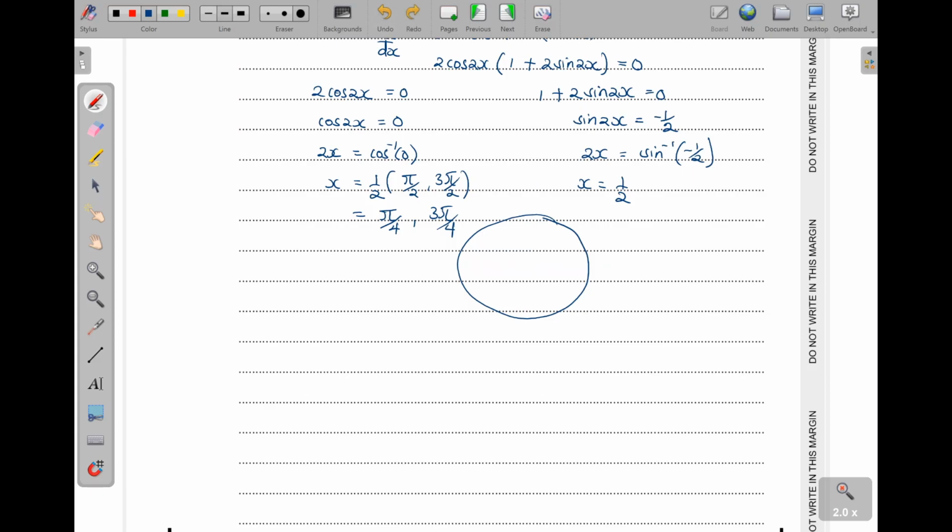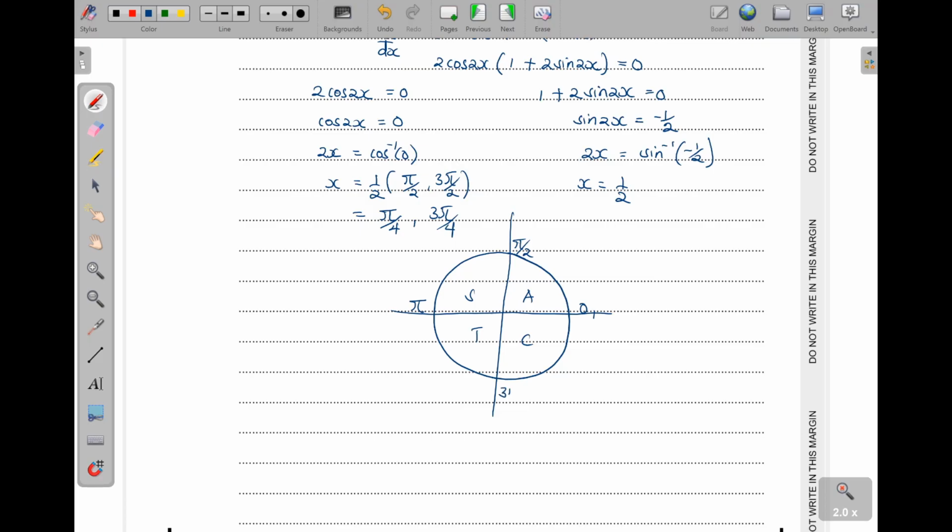Let me try to put it a bit down. You can have something like that. So, ASTC. Actually this one is in radians, so I can just write 0. Then here 90 is pi over 2, and then pi here, then 270 is 3 pi over 2, and here we have 2 pi.